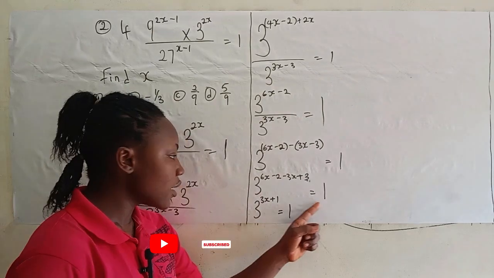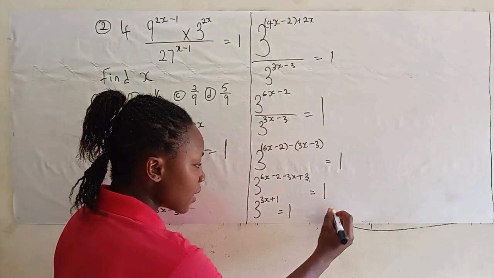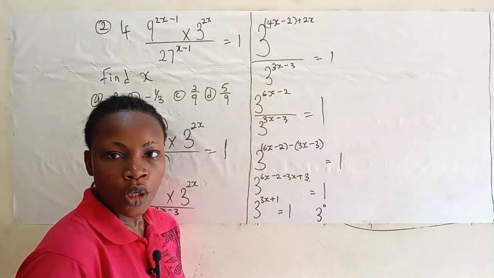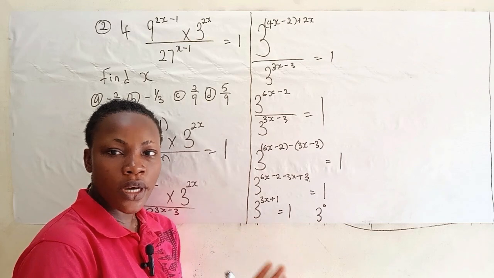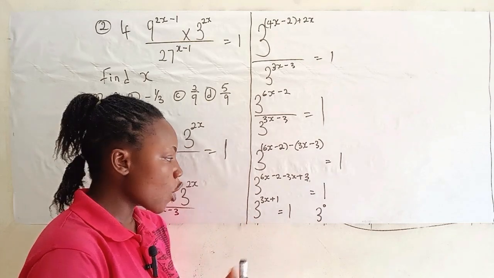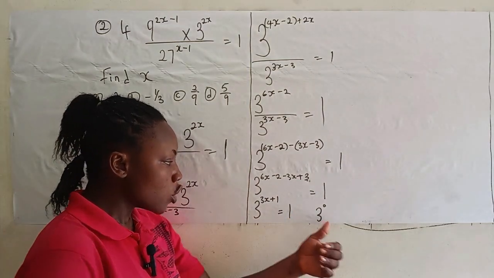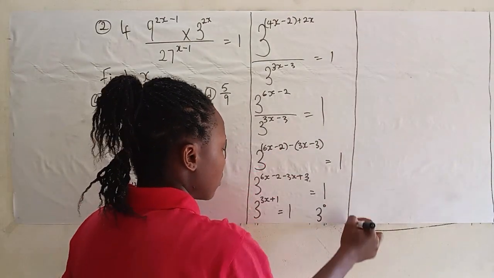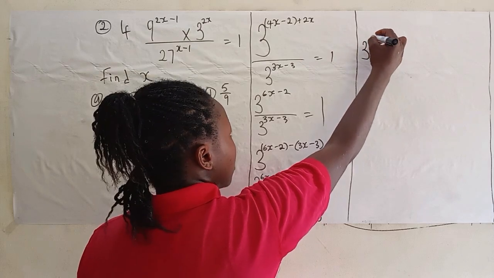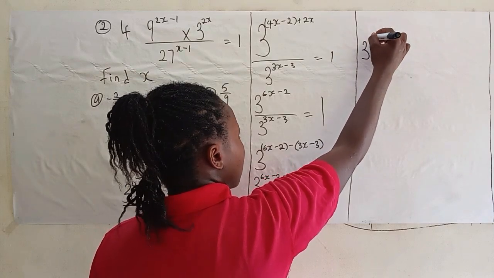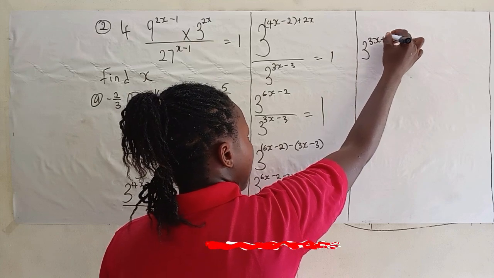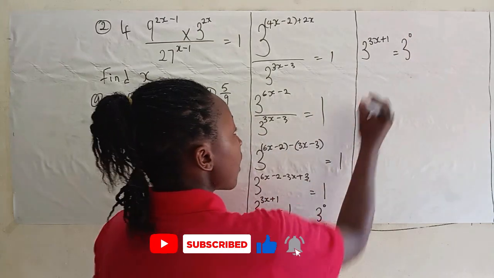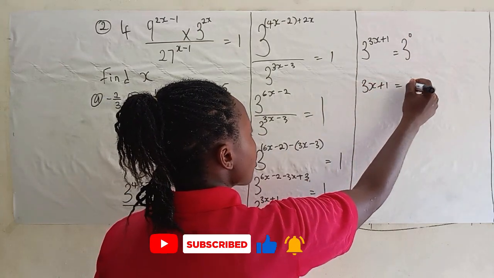And again, you know that this one is the same thing as 3 raised to power 0, because any number raised to power 0 is equals to 1. So we are writing this one to be 3 raised to power 0. So we are picking this up one, 3x plus 1 equals to 0.